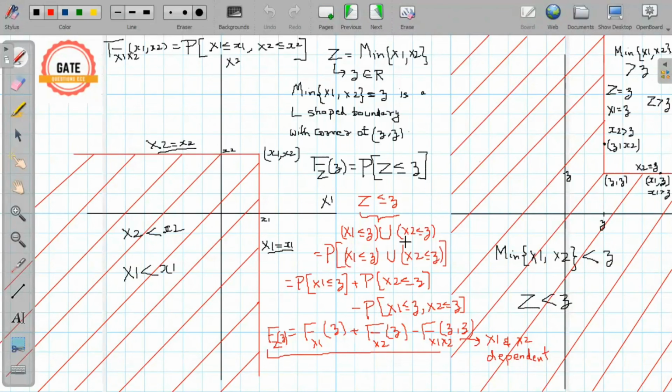So I hope you have learned in depth how to handle the maximum and the minimum among x1 and x2.